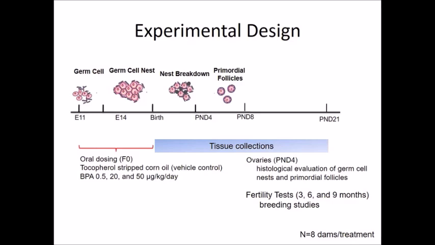We also performed fertility tests on some of the animals at 3, 6, and 9 months of age. And I would like to mention that we selected the concentrations of BPA that we did because the 50 microgram per kilogram per day is thought to be the EPA recommended or safe dose of BPA. So we used that dose and 2 lower doses.